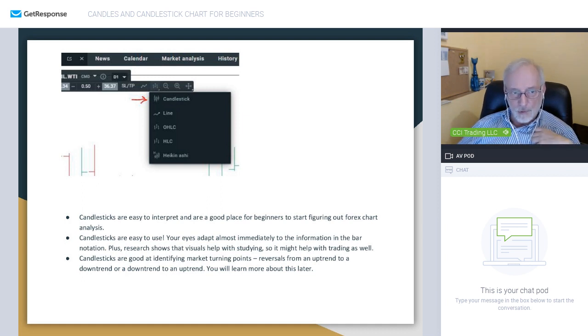And when you open the menu with the types of charts, you have many of them. The first is the candlestick pattern chart. Second we have the line chart, and then the bar chart. Any of them you can open, whichever you prefer.